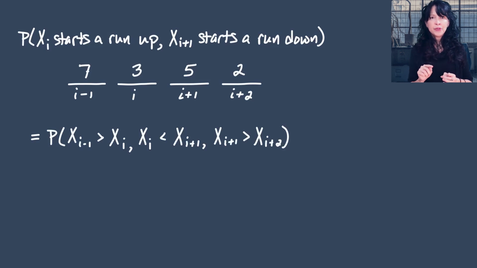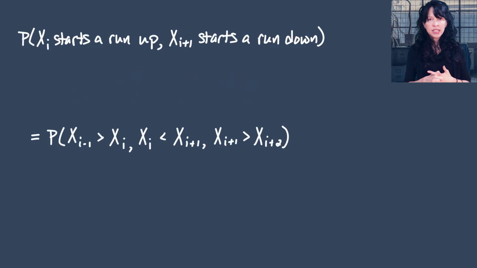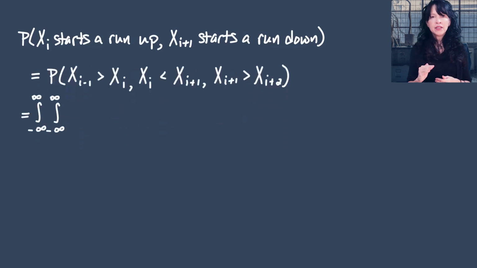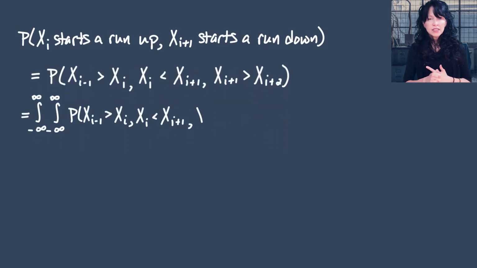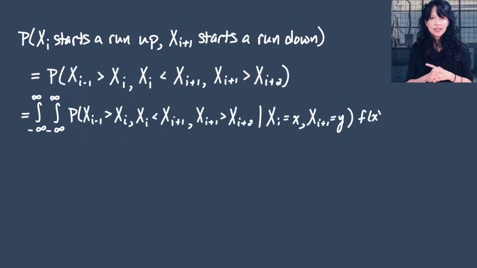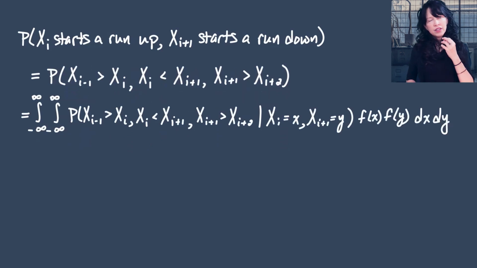If I condition on both of these, I need to do a double integral. I'm going over the whole space from minus infinity to infinity in general. I'm going to rewrite this and then say given X sub I is little x and X sub I plus 1 is little y, and then multiply by the PDF for X sub I at x and the PDF for X sub I plus 1 at y, and then dx dy, or if you choose dy dx. I'm going to plug this little x and little y in over here every time I see a capital X sub I and capital X sub I plus 1 respectively.